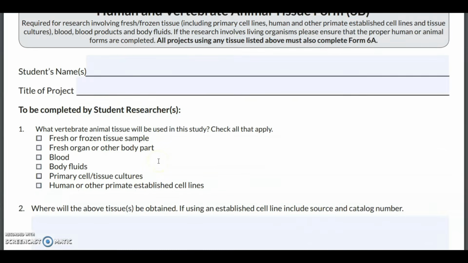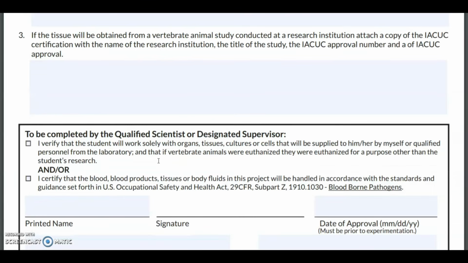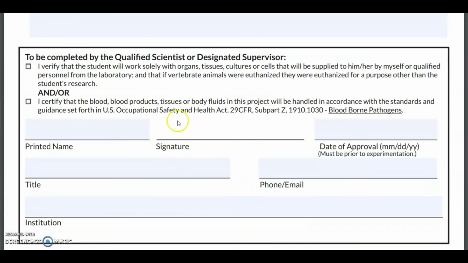The last part of this form must be completed by the qualified scientist. As you can see, there's a box here again, and written inside is, "I verify that the student will work solely with organs, tissues, cultures, or cells that will be supplied to him or her by myself or the qualified personnel from my laboratory." So again, this should be completed by the qualified scientist or the designated supervisor.